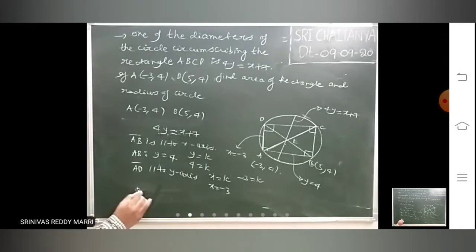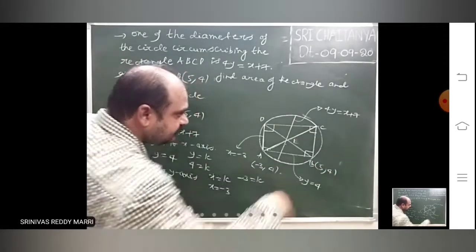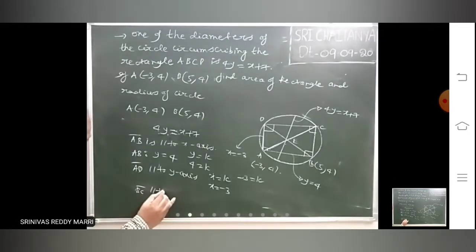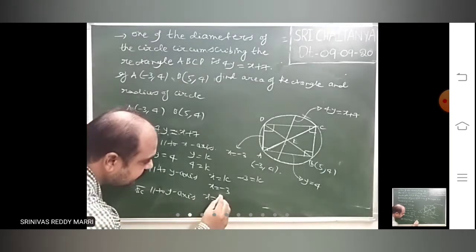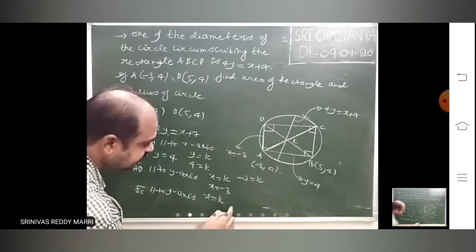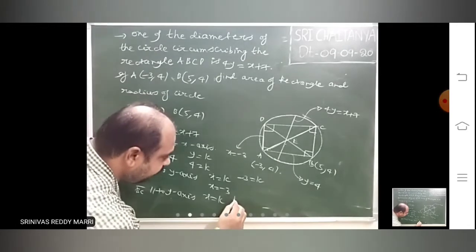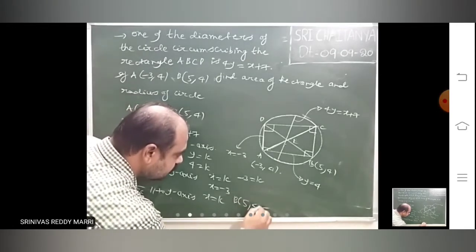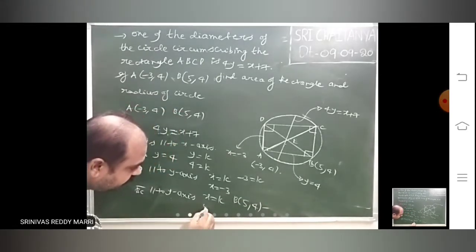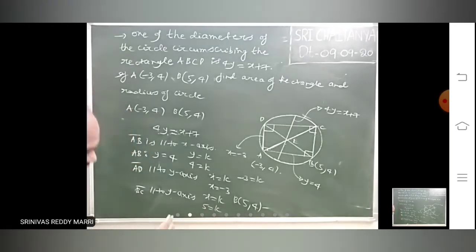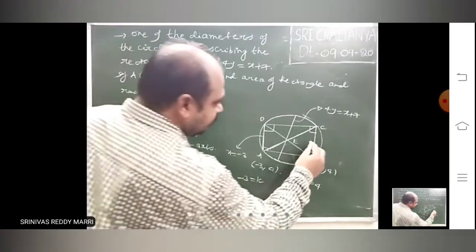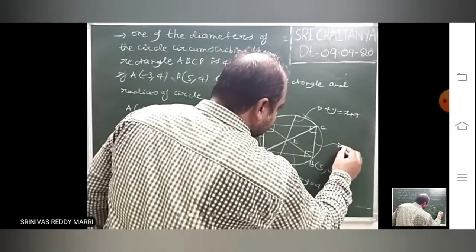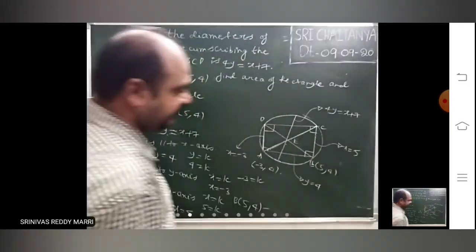Similarly BC bar. So perpendicular to this means it will also be parallel to y-axis. Parallel to y-axis means x equal to k. And it is passing through 5 comma 4. So therefore 5 equal to k. That means equation is what? X equal to 5. So therefore this equation also you will get x equal to 5.